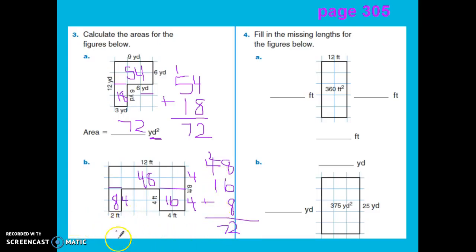And so for this one, I'm missing my line down here, but again, different rectangle, different shape altogether. This time we're using feet, so it's 72 feet squared.